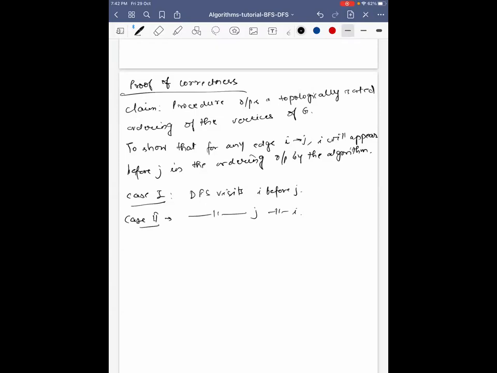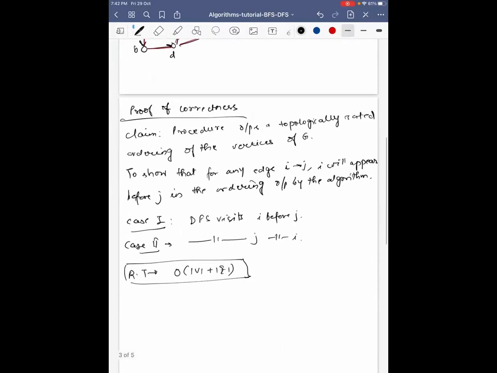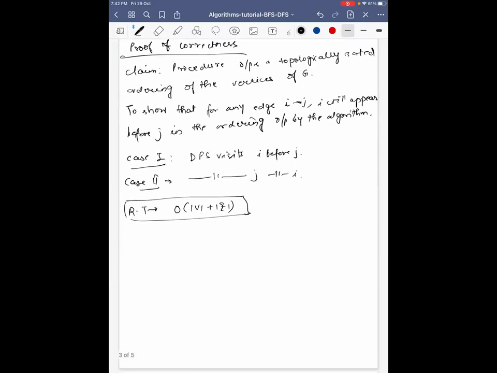Is the argument clear to everyone? Yes, sir. Okay. So the running time of this algorithm is big O of V plus E. So you can come up with a linear time algorithm for topologically sorting the vertices of a directed acyclic graph. All right.